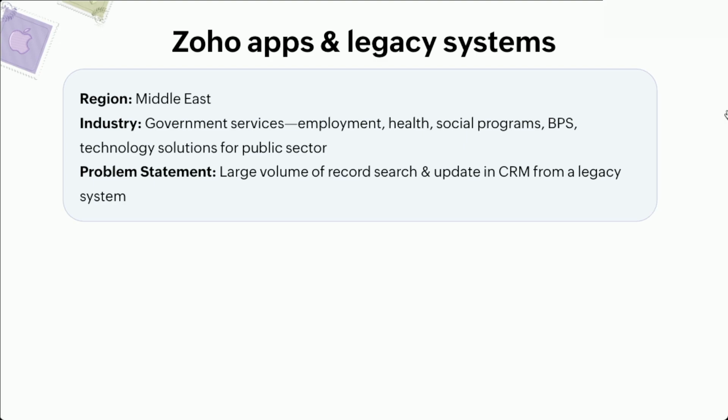Now, they had large volumes of data. We're talking about close to about 600,000 records coming in every 4 days, which were updates coming in from their physical centers.